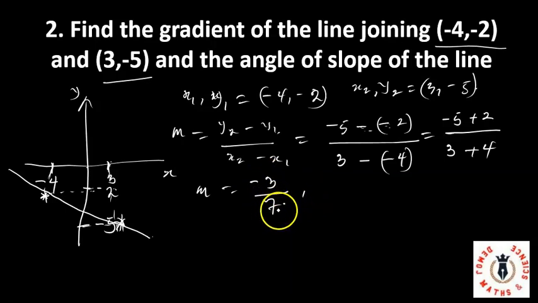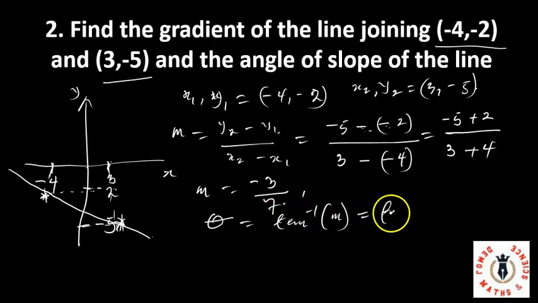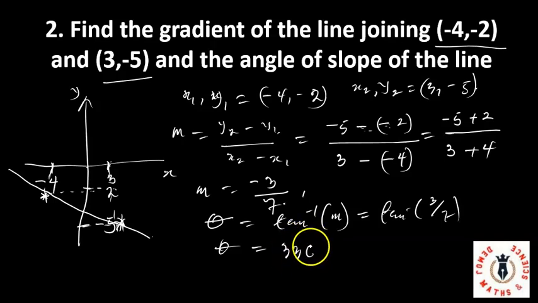Now, what is the angle of slope? Remember, the angle of slope is always given as theta, which is the tan inverse of M, the tan inverse of the gradient. That's the tan inverse of -3 over 7. If you check with your calculator, theta will be given as 336.8 degrees.